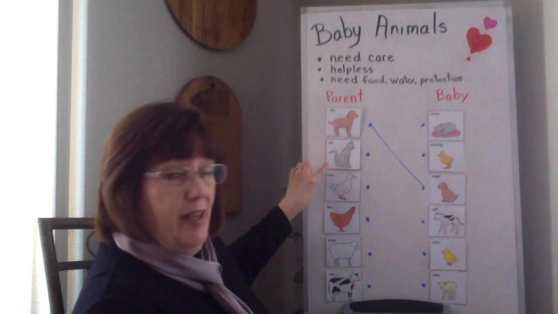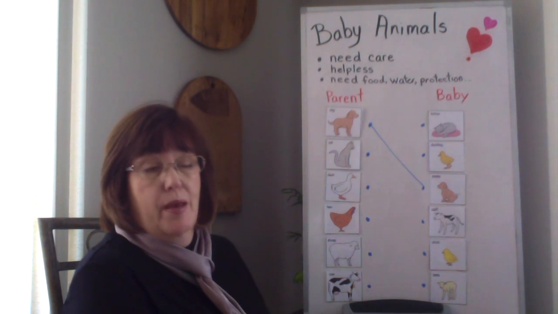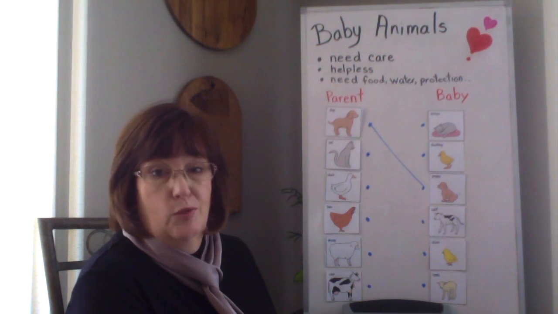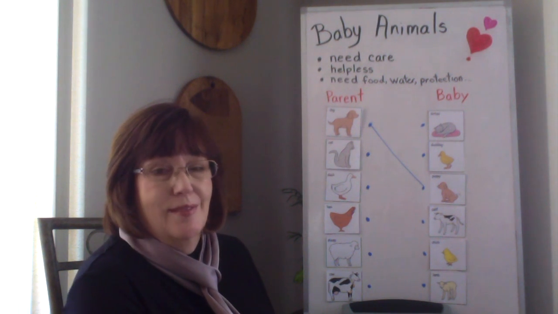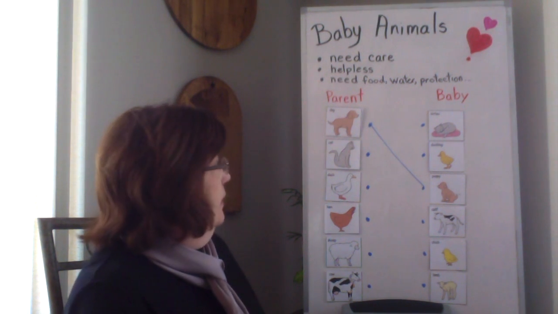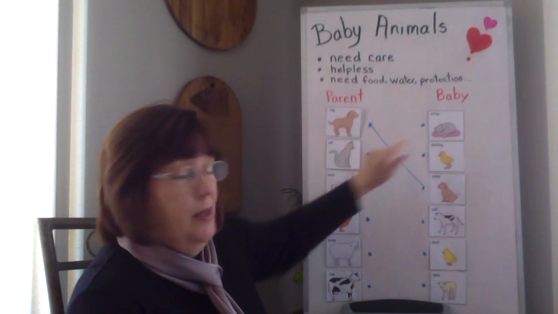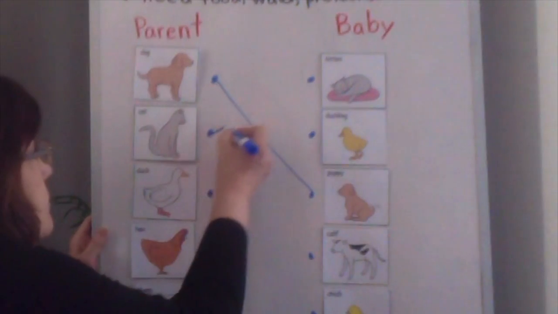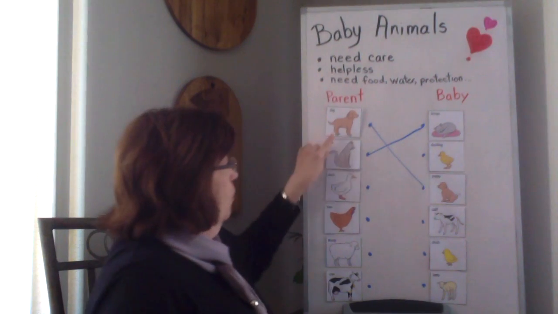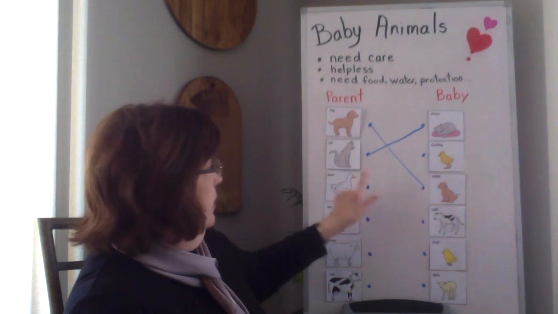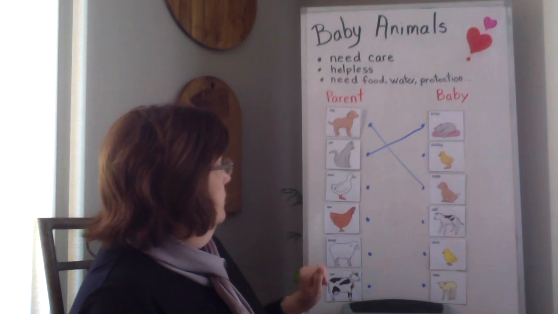And here we have a cat. And when a cat has a baby, what do we call it? Do we call it a puppy? No. We call it a kitten. And I'm going to draw a line from the cat to this cute little sleeping kitten. So a dog has a puppy and a cat has a kitten.